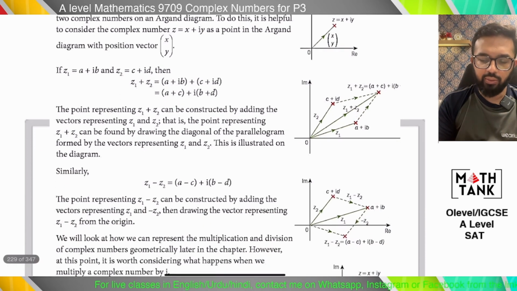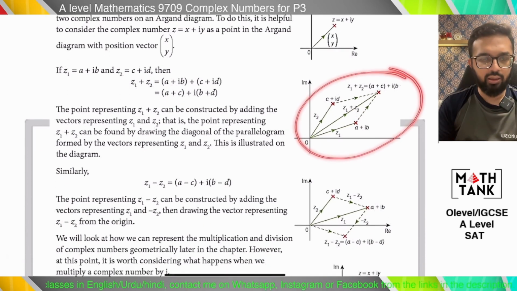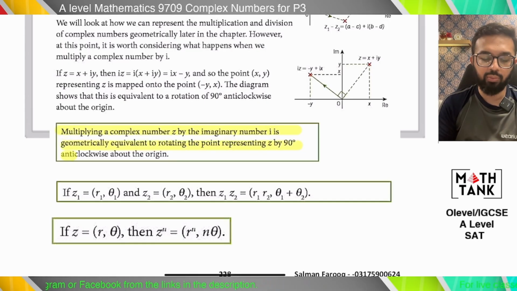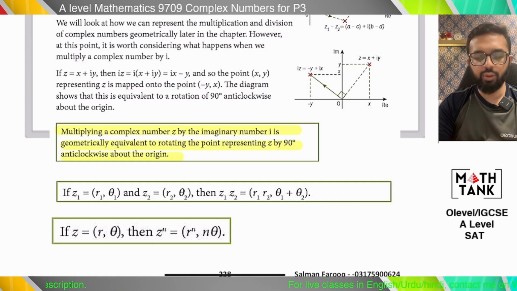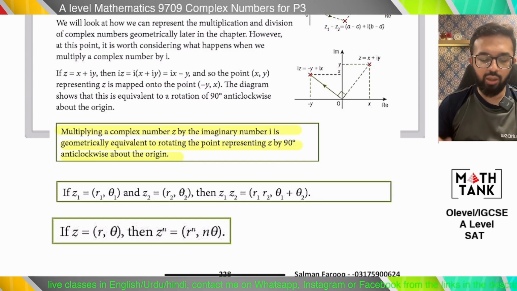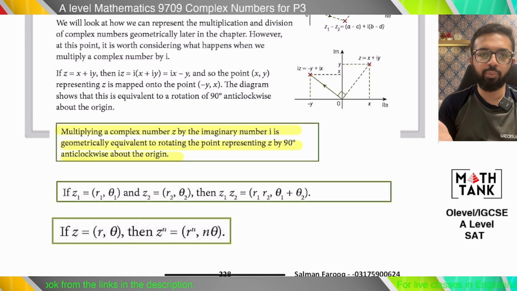Okay, like in vectors, when you add two complex numbers, you're technically creating a parallelogram. The more important part is this, and this comes up in a past paper question, and only when it comes up in a past paper question will I be able to tell you all of this. So please make sure that you take a note of this, that this is important. We can revise that with the recent past paper questions. It says that when you multiply a complex number z by an imaginary number i, the geometrical equivalent is rotating the point representing z by 90 degrees anti-clockwise about the origin. So if you're just multiplying by i, you're rotating the point 90 degrees anti-clockwise.